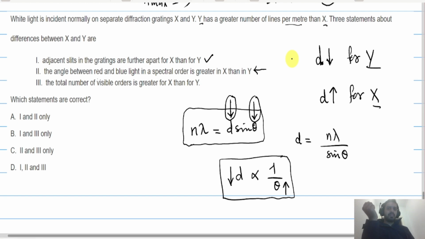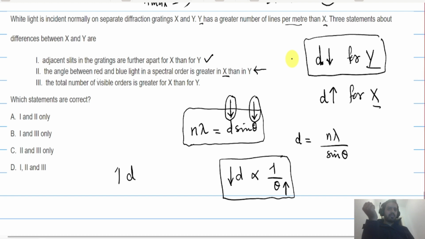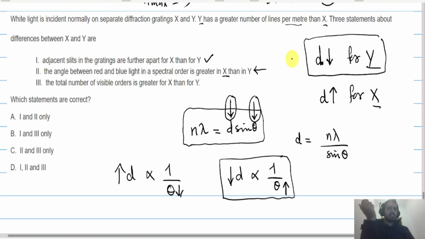It says the angle between red and blue light in a spectral order is greater in X than in Y. But we can see that it is actually greater for Y than in X, because for X, d is greater. And if you increase d, then by our relation, theta should decrease, not increase. So the angle will be smaller, not greater. This statement is wrong.